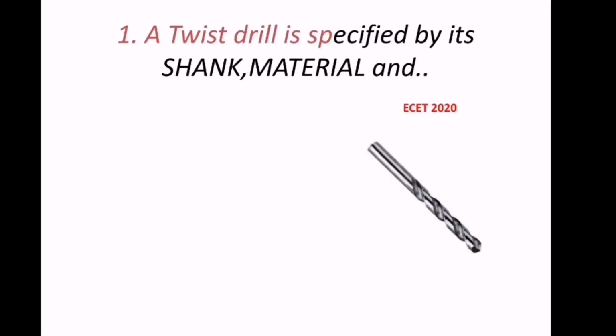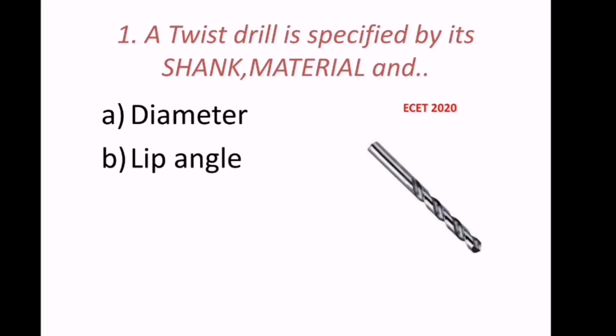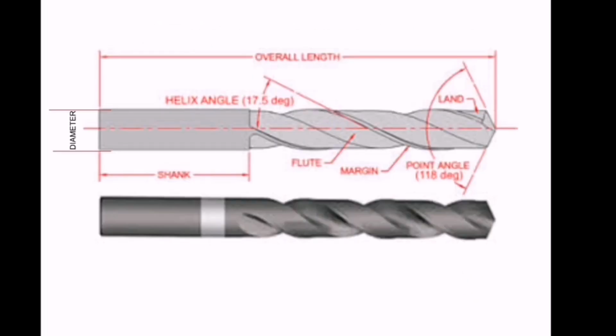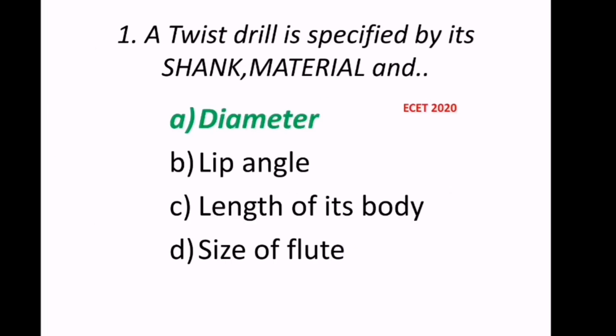A twist drill is specified by its shank, material and which of the following? Means, a twist drill is specified by what all the things? This question was asked in ECET 2020. The options are diameter, lip angle, length of its body and size of flute. Look at all the things like diameter, overall length, flute, shank. These all are required. Hence the correct answer is A, that is diameter. Shank, material and diameter are the things to specify the twist drill.